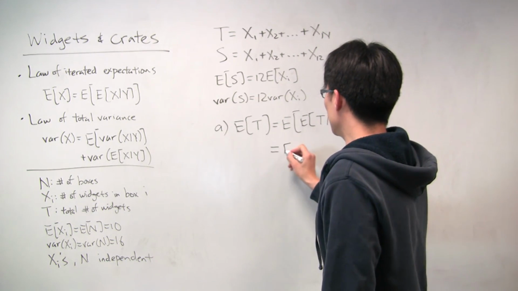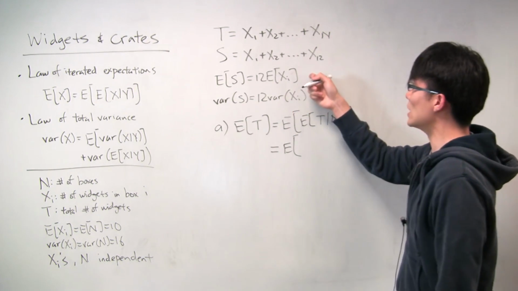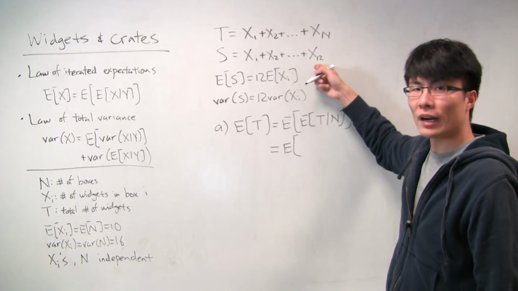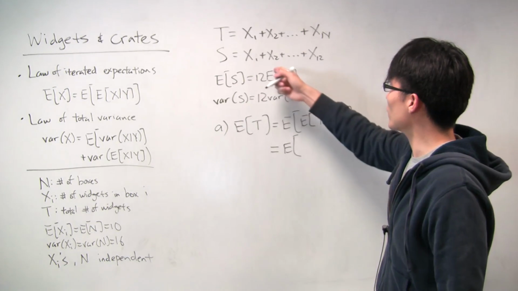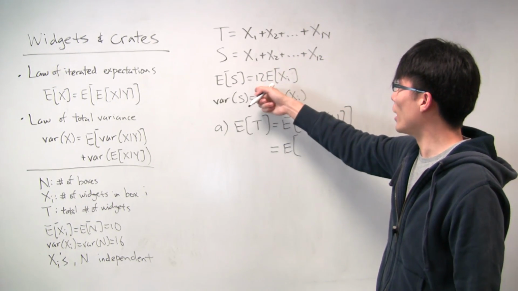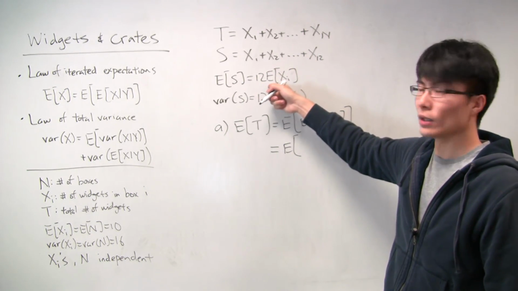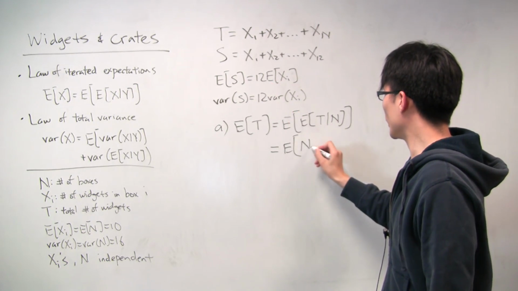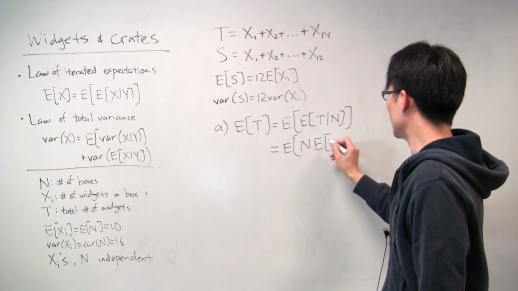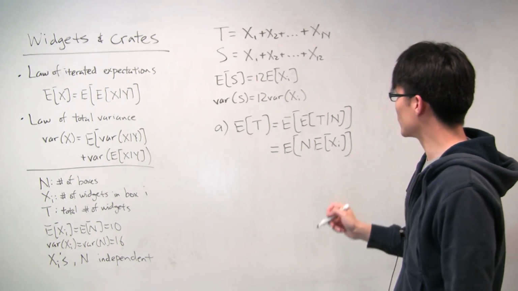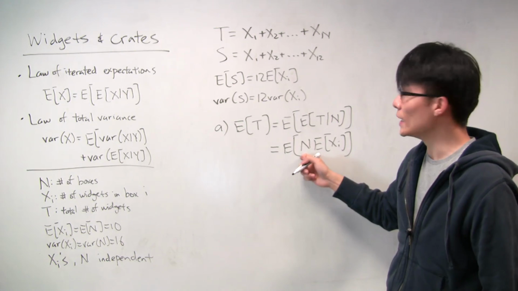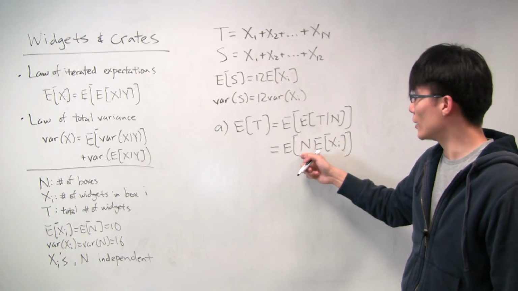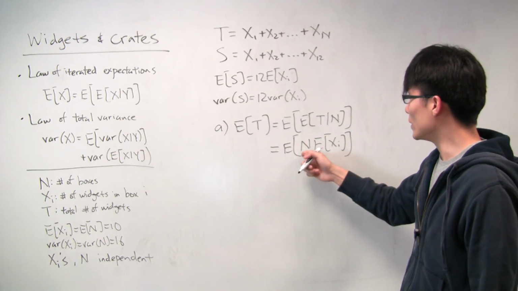So what have we discovered through this simpler exercise earlier? We've discovered that if we knew the number of boxes, then the expectation of the total number of widgets is just the number of boxes times the expectation of the number of widgets in each one. So we can use that information to help us here, because this is basically the same scenario, except that the number of boxes is now random. Instead of being 12, it could be anything.